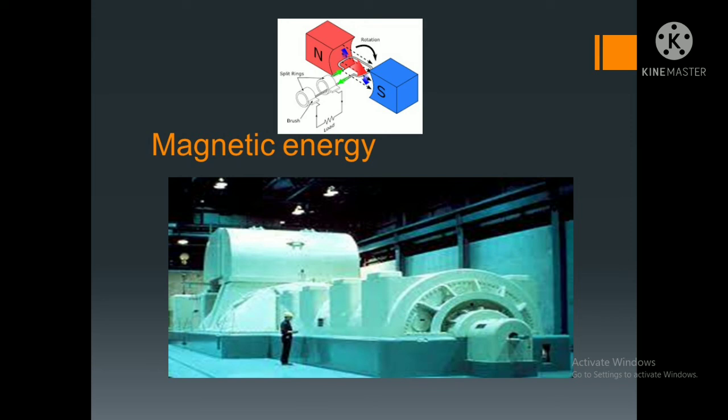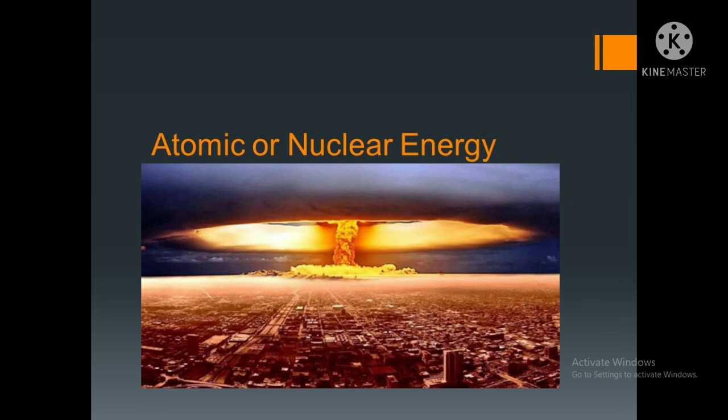So next is atomic or nuclear energy. Some elements are there, we know about uranium, radium, thorium. These are unstable in nature. So what happens? To become stable, these heavy elements are split into lighter nuclei which release energy, and this is the atomic or nuclear energy.